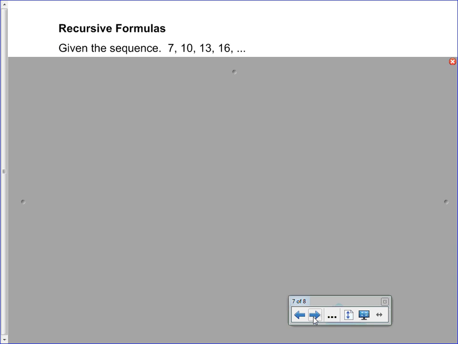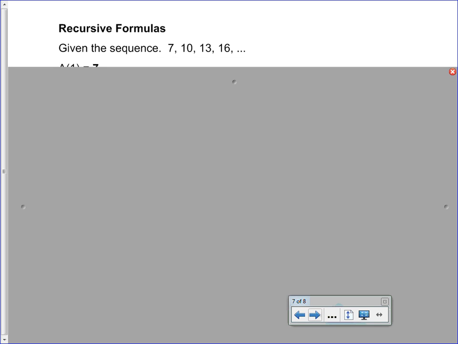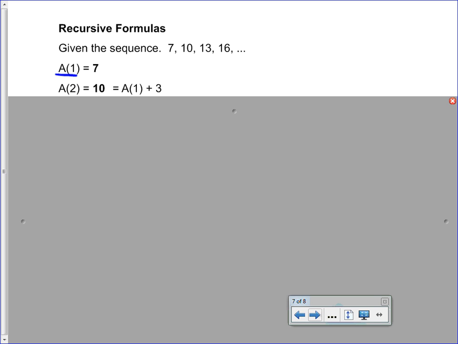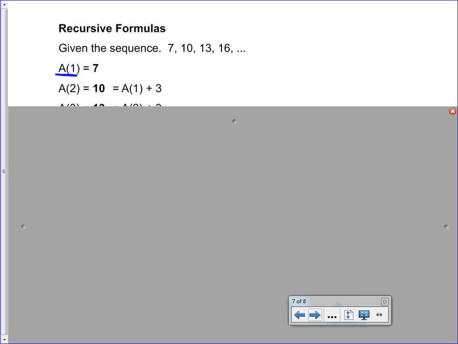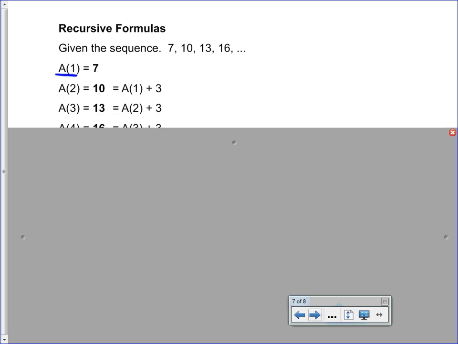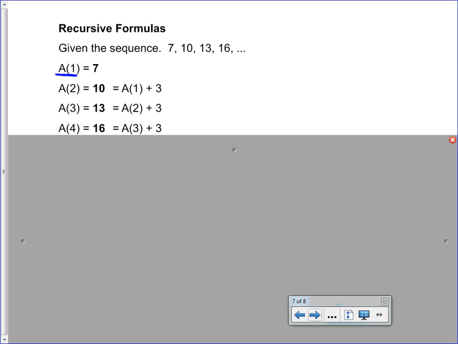Okay, last thing that we're going to talk about today is recursive formulas. So if we are given the sequence of 7, 10, 13, 16, some things we can look at. So we could say symbolically that the first term is 7. So this here just simply says the first term is 7. Second term is 10, which is simply the first term plus 3. The third term is 13, which is simply the second term plus 3. Fourth term is 16, which is the third term plus 3.